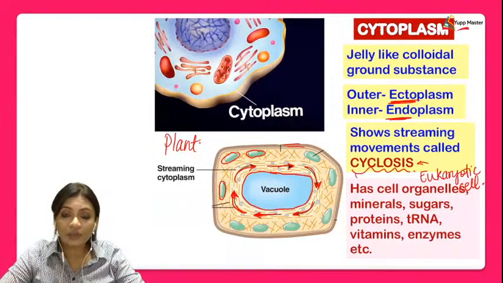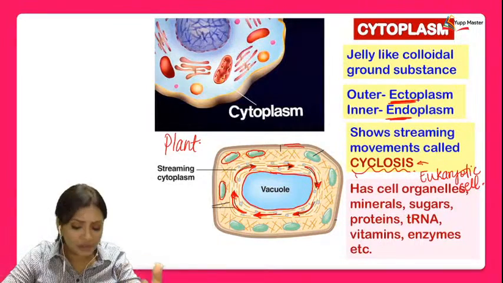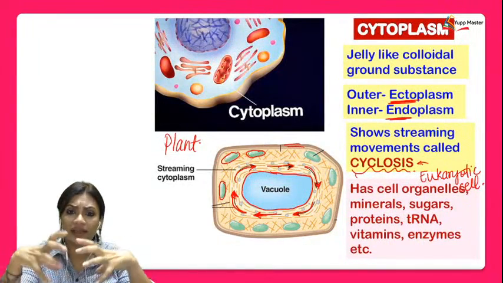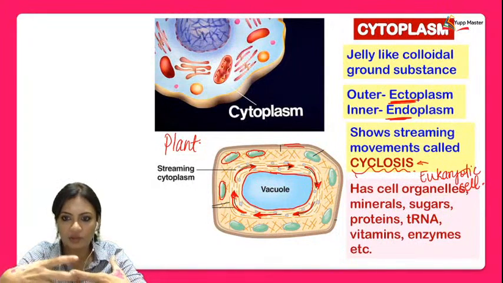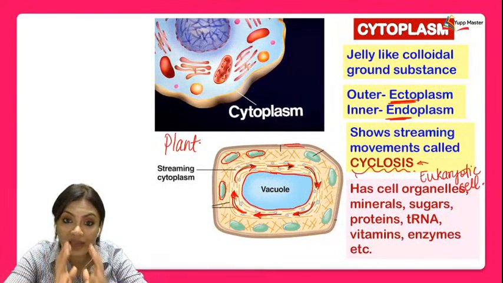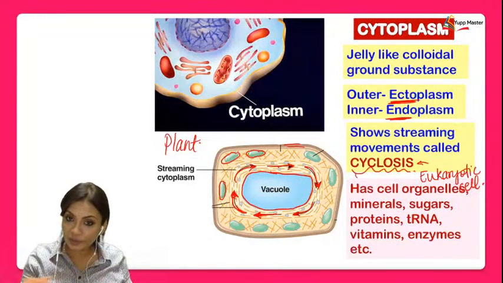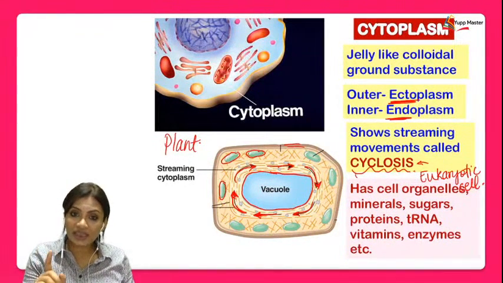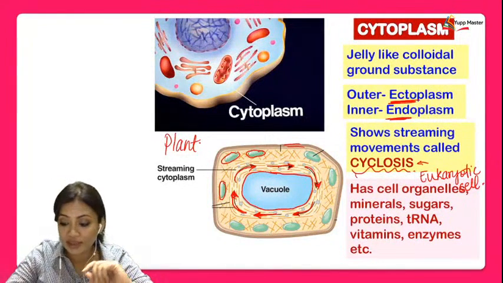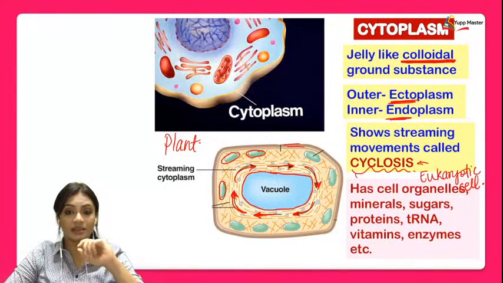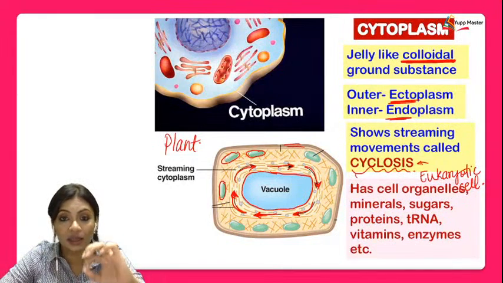Basically the cytoplasm has cell organelles, and everything that's there inside the cell will be embedded inside this cytoplasm, whether we're talking about the cell organelles, or nutrients like sugars and proteins. All of that is going to be found inside the cytoplasm. But remember that they are not going to be dissolved in the cytoplasm, and because they are staying separate, that's why we say that the cytoplasm is a colloidal ground substance. It is a colloid where the solutes are not dissolving inside the solvent.